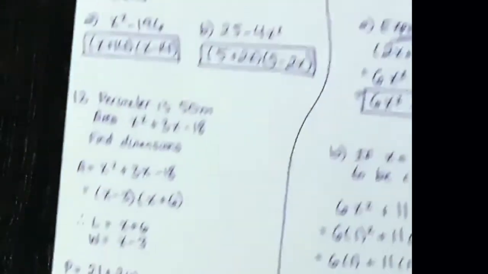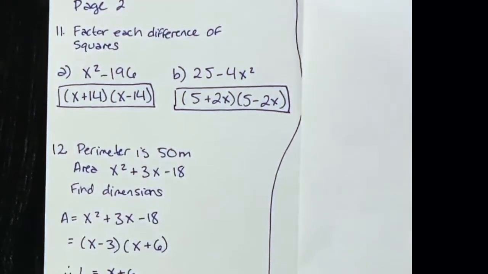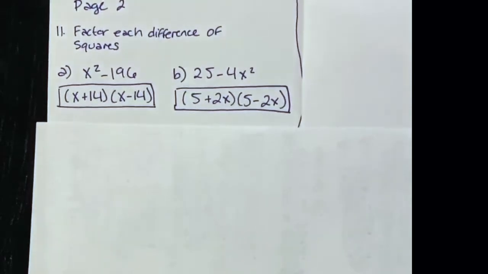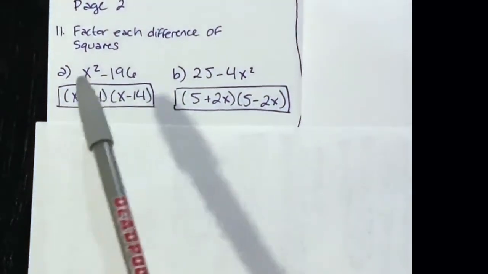All right. Second page, page 2. Let's see here. So, first question, factor each difference of squares. So again, remember we're going to end up with 2 things that are the same. The brackets are going to be the same except for the sign in between them.